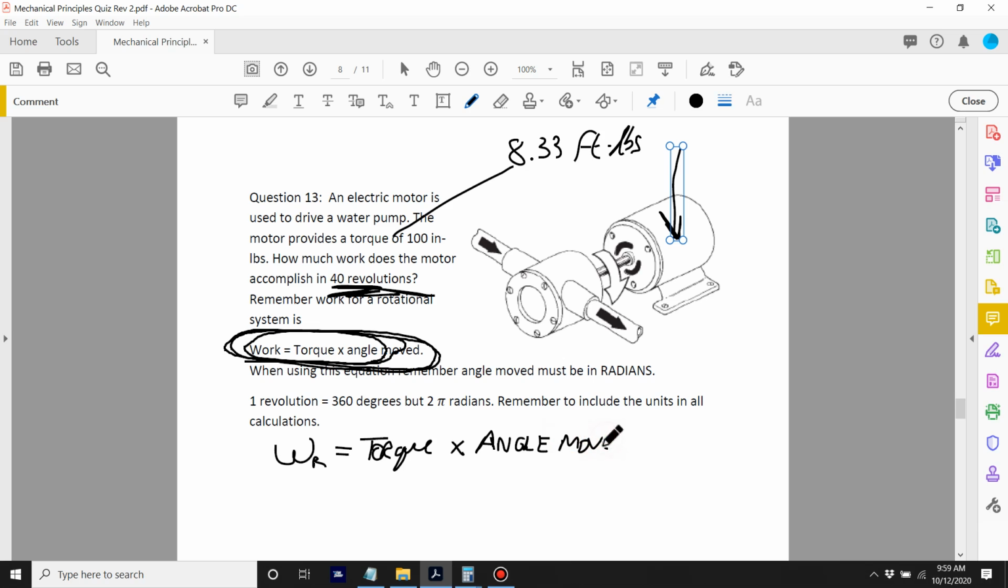I apologize in advance for the writing. Angle moved. All right, what's the torque? It's 8.33 foot-pounds times the angle moved, which is 40 revolutions, multiplied by, if 1 revolution is equal to 360 degrees, but 2 pi radians. So I just put in 2 pi here.